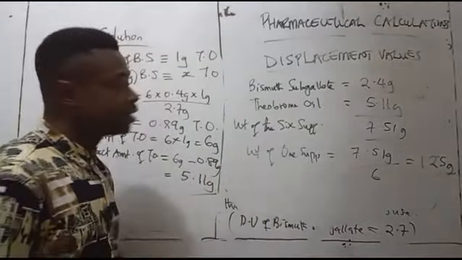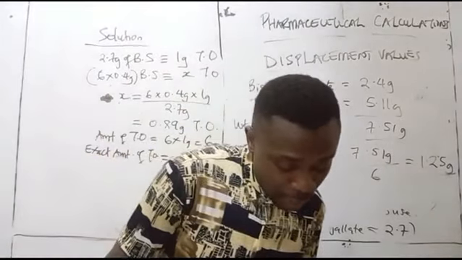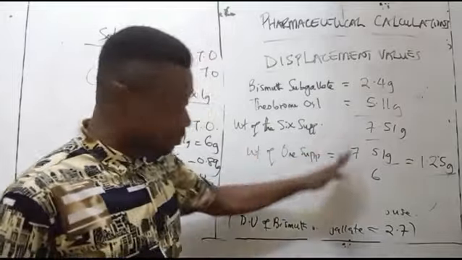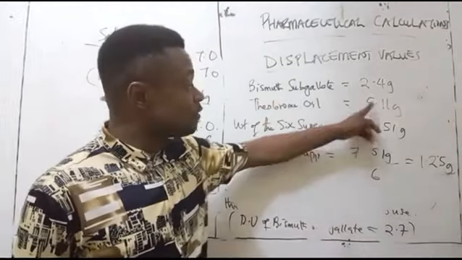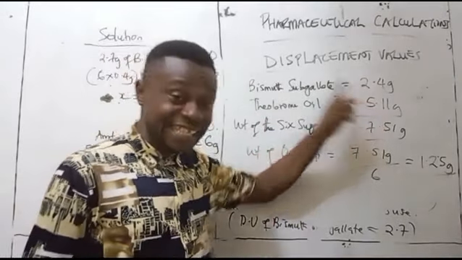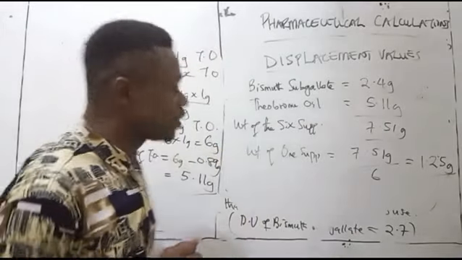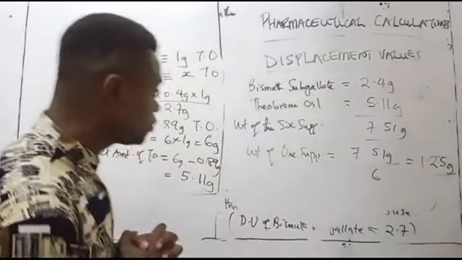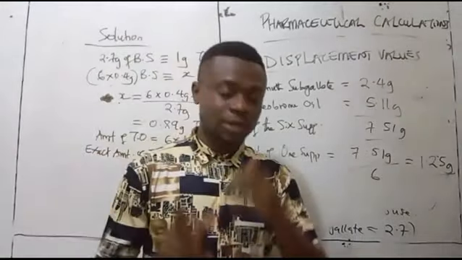So this is the answer. Actually, the question says we should find the amount of the base. I just went a step further to explain this. The answer is actually 5.11 grams. That is the amount of theobroma oil you need in this preparation. Please, if you have any question, feel free to ask.